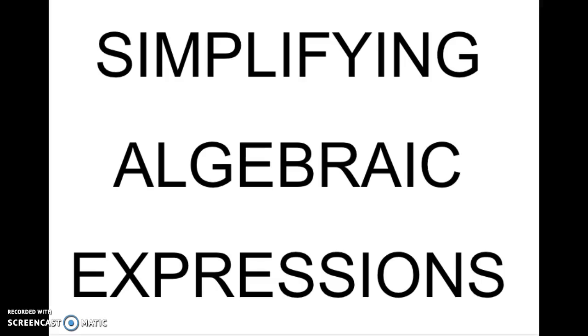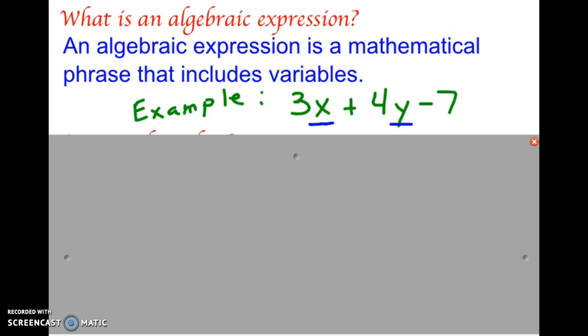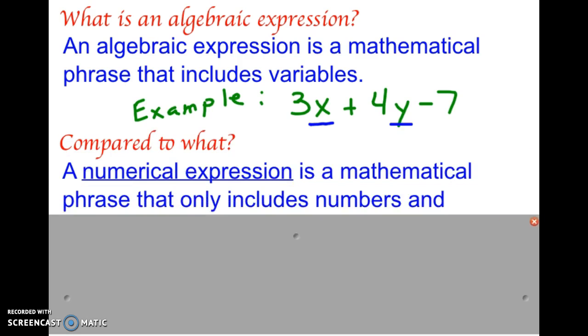Today we're going to take a look at simplifying algebraic expressions. An algebraic expression is a mathematical phrase that includes variables. In our example here, we've got 3x plus 4y minus 7. The x and the y are the variables in the phrase.